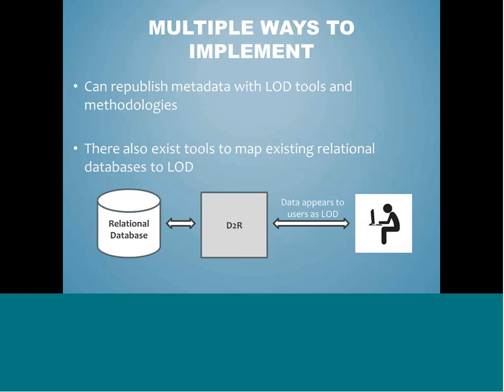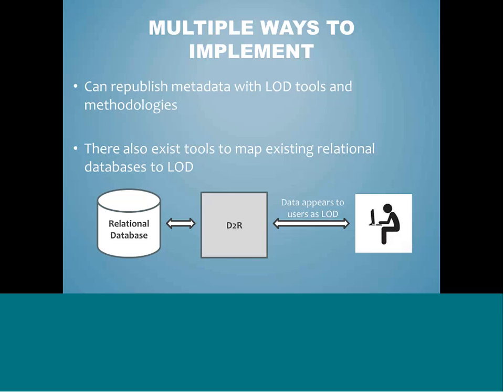So once you have the ontology and the desire to express your metadata and your data holdings as linked open data, how do you actually go about doing that? Well, there's a number of different ways. You could just republish everything as linked open data. So there are RDF databases, and you could express everything in RDF format and just republish everything according to the ontology specifications.